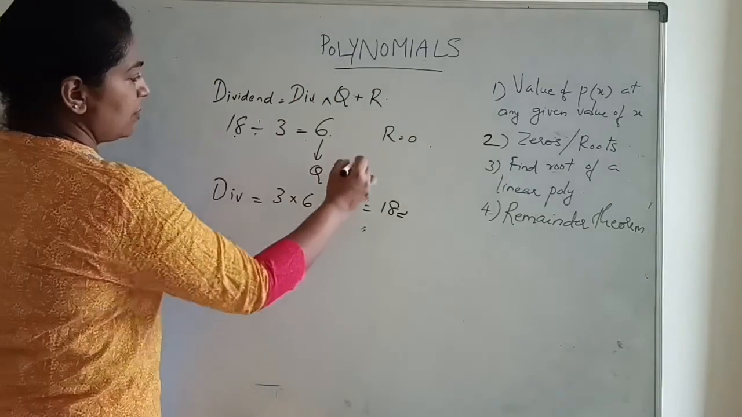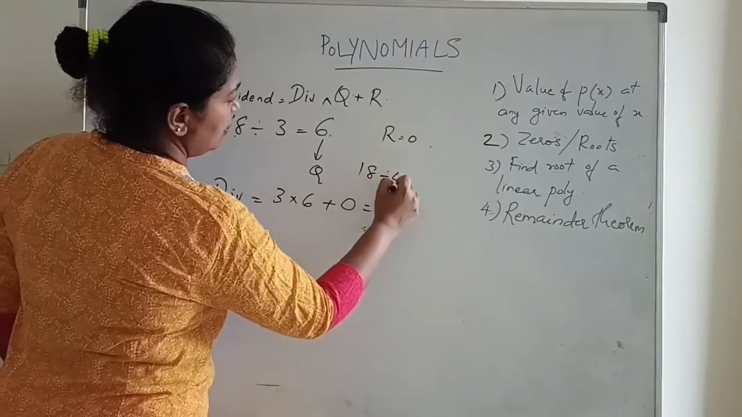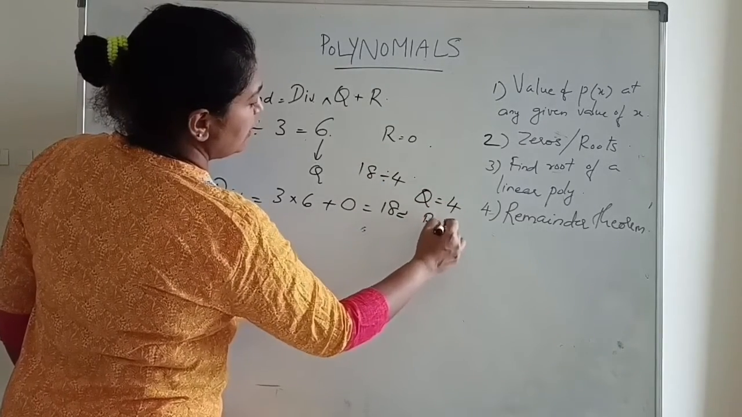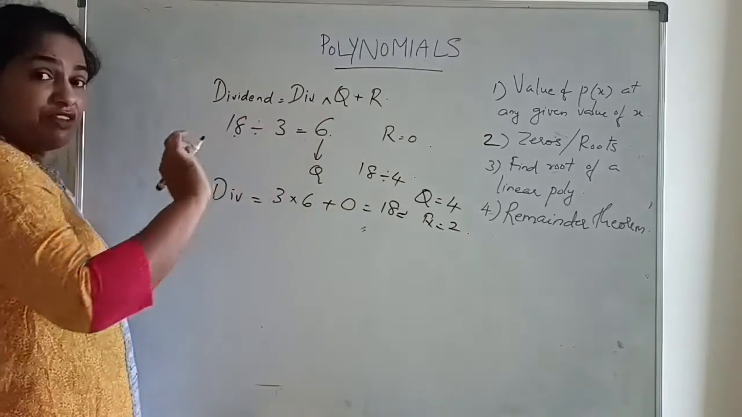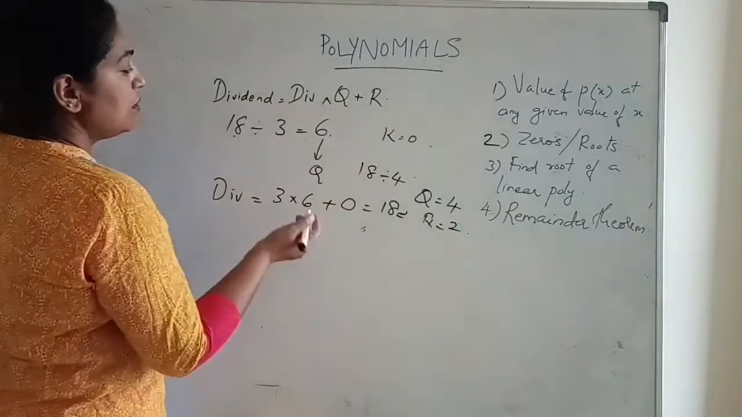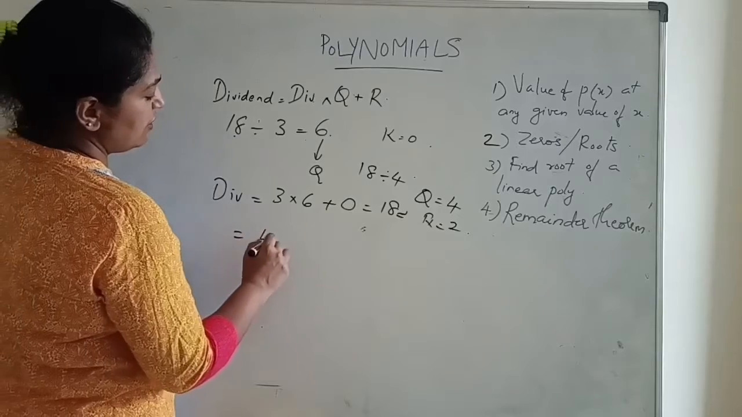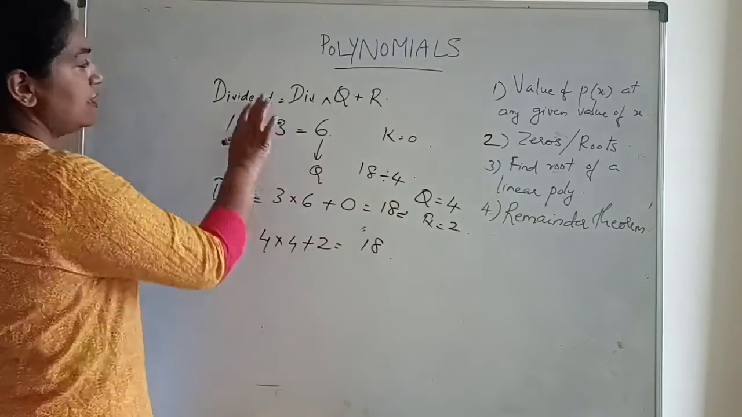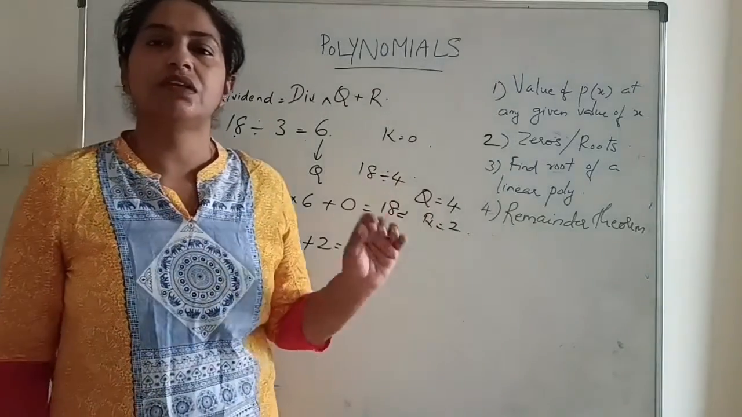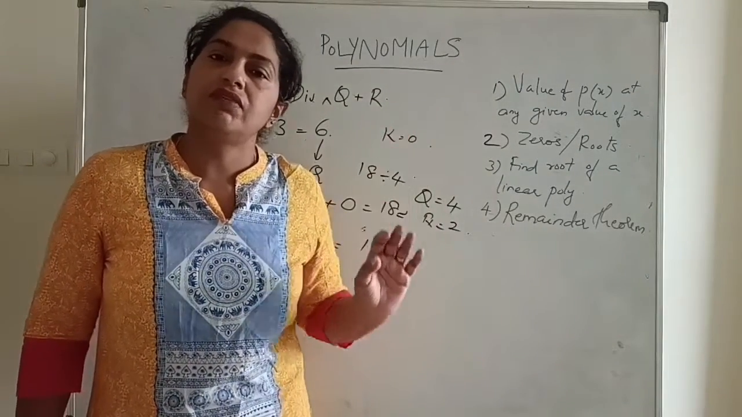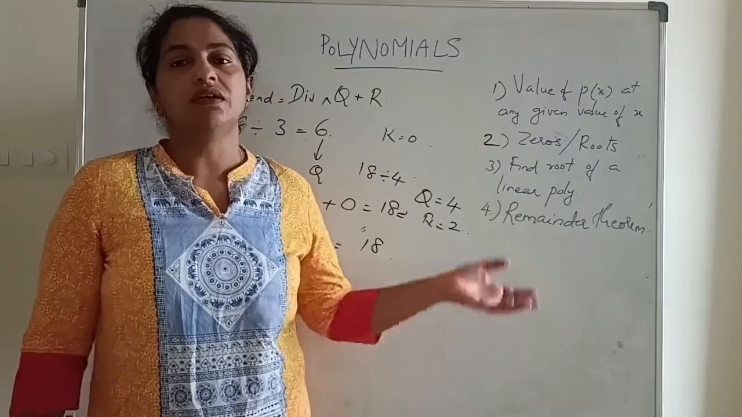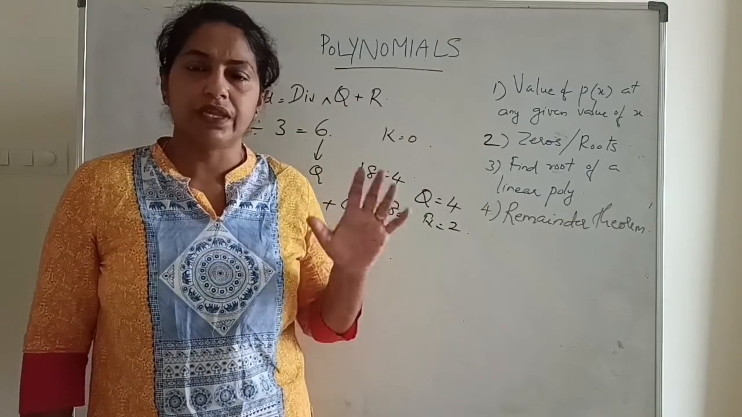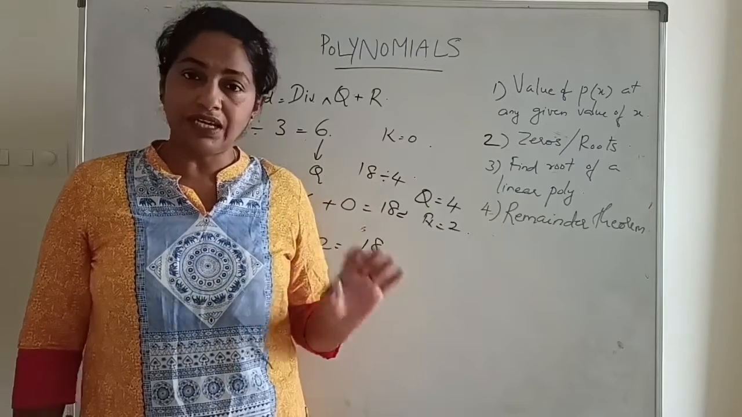So if I have 18 by 4, what would be my quotient? My quotient would be 4 and my remainder would be 2. Again, if I am checking this particular statement, my dividend would be divisor into quotient plus remainder, 16 plus 2, 18. So again, I get back the original number. Whether I have a remainder of 0 or some other number, I know that dividend will always be equal to divisor into quotient plus remainder. Now let us move on to polynomial division.